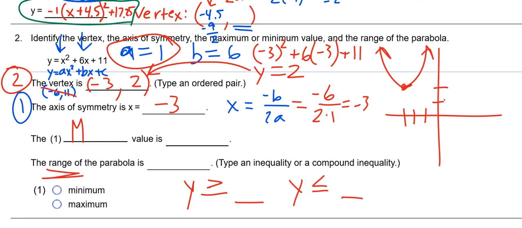Something about the vertex. All right. Now the range issue. I'll write that down. The range issue. Do you think it's greater than or equal to 2 or less than? Greater than or equal to 2?